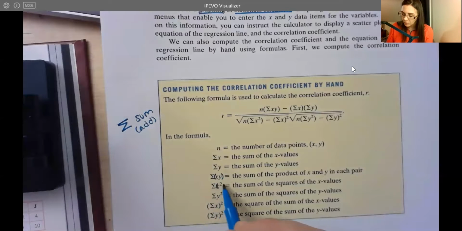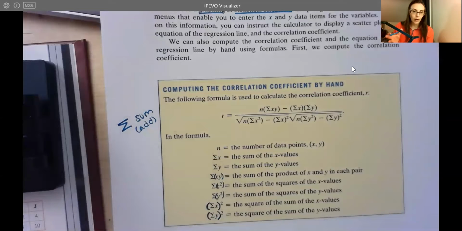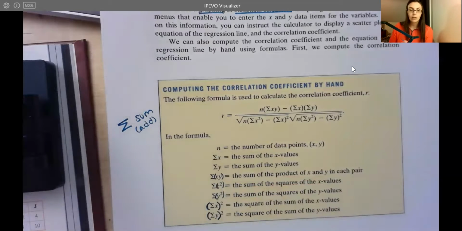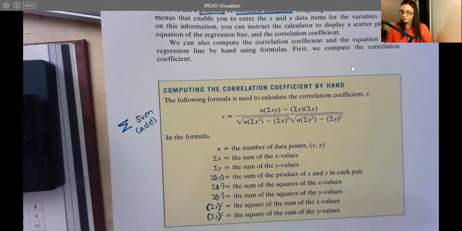Sigma x squared means that you would find x squared first, then add those all up. Same thing with sigma y squared. You find the y squared first, then add those all up. These two are different. These two, you find the sum of the x's first and then square, or the sum of the y's first and then square. So again, I just kind of want to add some parentheses in there. I think it makes it a little bit easier to see the order in which you do things.